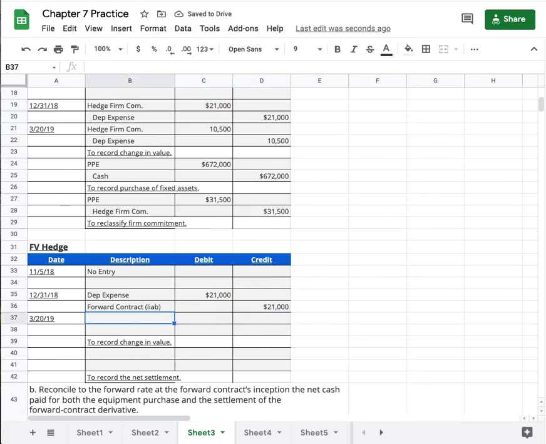On 3/20/19, debit to depreciation expense, credit to the forward contract liability for the $10,500 to record the change in value. And then to record the net settlement will be a debit to our forward contract liability, a credit to cash, and that's for the $31,500.